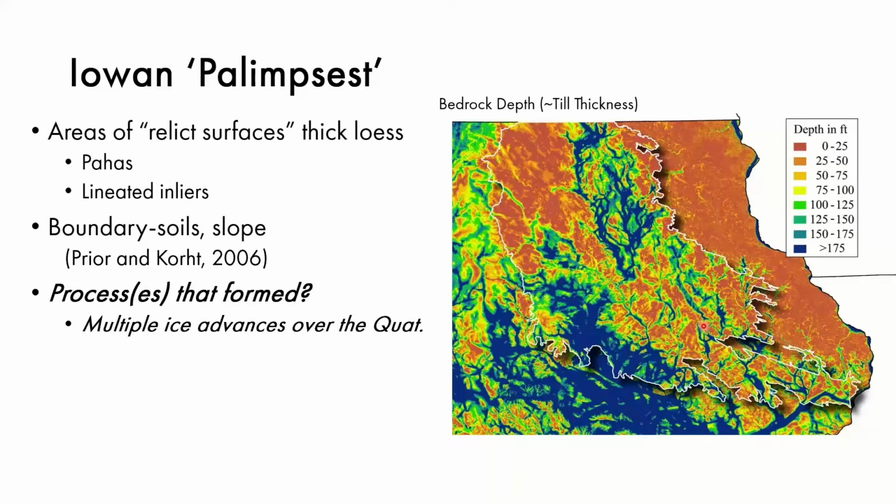So another aspect of this Iowan palimpsest is the bedrock itself. The bedrock doesn't reflect the modern topography because we've had so many glacial advances. Each time a glacier would advance, it would bury old valleys. And so now we have areas where there can be over 300 feet of glacial till before you hit bedrock. And that's a key feature in this region.